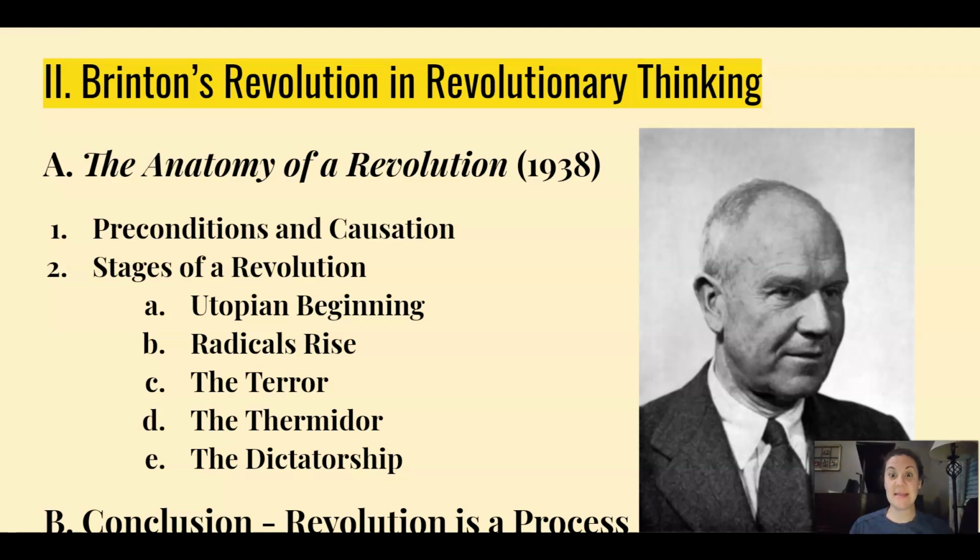But he was an intellectual historian, and his most famous work is one from 1938 called The Anatomy of a Revolution. And in The Anatomy of a Revolution, Crane Brinton examines 3 different events in history that he calls revolutions. He looks at Russia, he looks at France, and he looks at England, and examines each of their revolutions and determines that there are a set of preconditions that always exist before revolutions occur, as well as particular stages that each revolution will go through. And so he examines how that's the case in each of those 3 places.